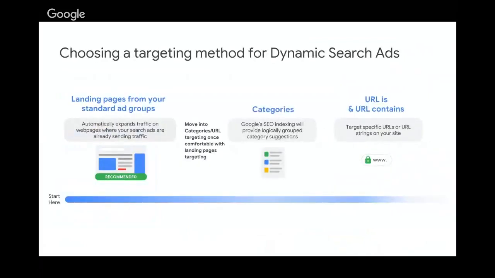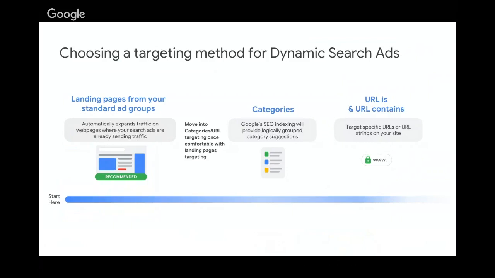In terms of different targeting methods, as we mentioned, the landing pages from your standard ad groups is the recommended option, particularly when you're starting off, but there are other options available to you. Once you're comfortable with that, you can look to expand into categories and URL options. For categories, just to note, your site needs to be crawlable, and from this, our SEO indexing will provide logically grouped category suggestions based on, for example, the products or services split out on your site.